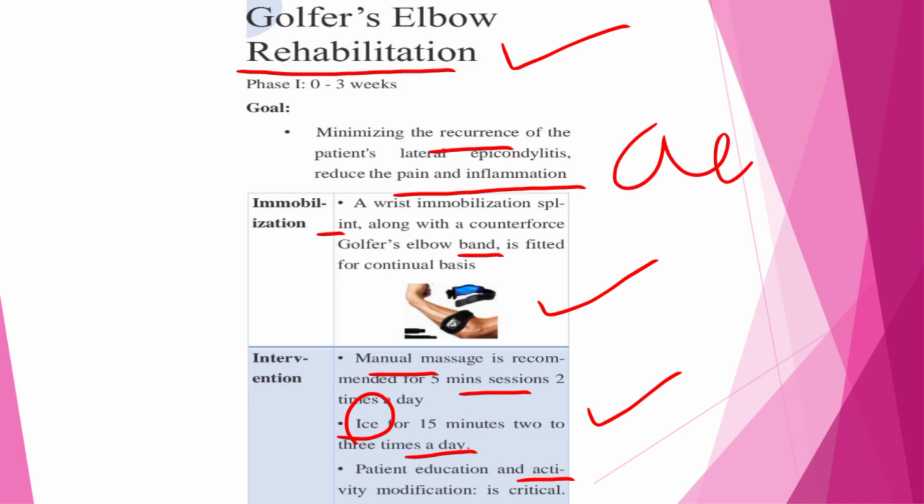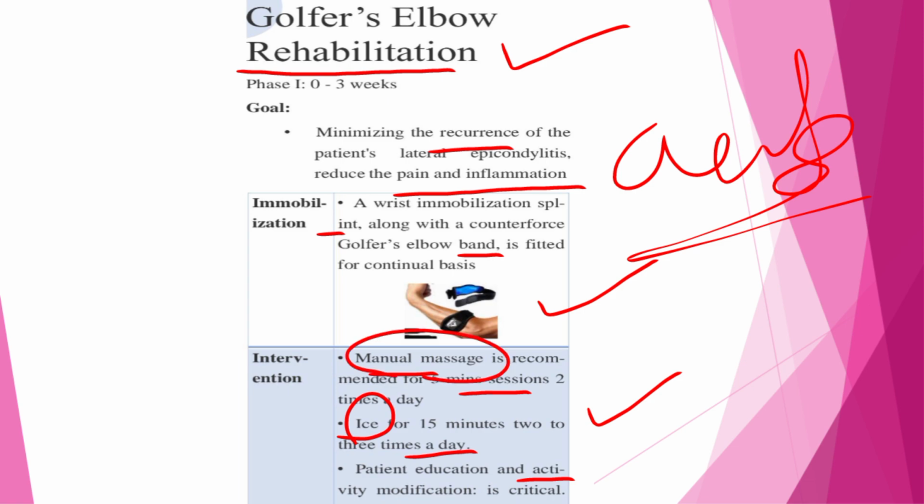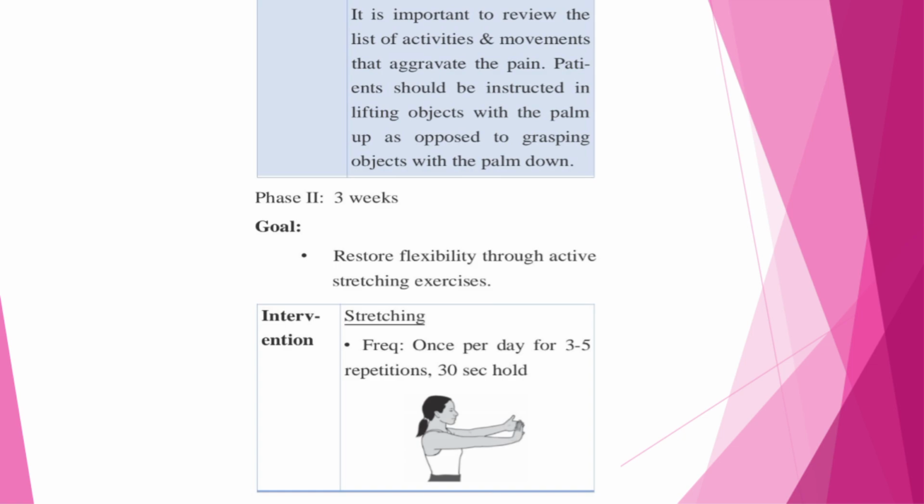So in the acute phase, 0 to 3 weeks, we do the interventions: icing, patient education and activity modification, and manual massage is very important. It is very important to review the list of activities and movements that aggravate the patient's pain. The patient should be instructed to lift objects with the palm up as opposed to grasping with the palm down.